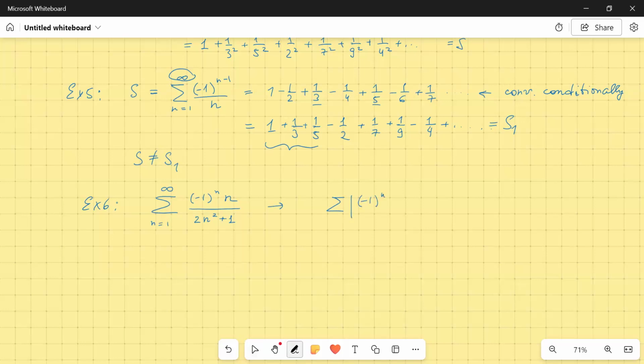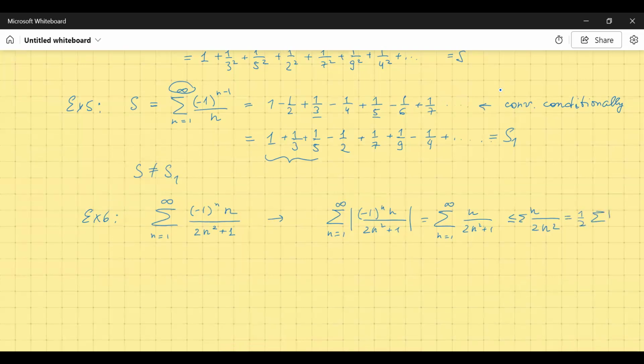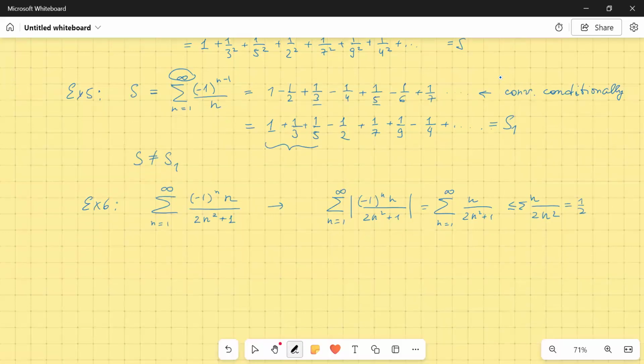When I take absolute values of this series, I'm going to just drop the -1 factor, right? So I have n over 2n squared plus 1. And I'm going to compare it to the series n over 2n squared. Because this plus 1 is making the denominator bigger, the number is becoming smaller. And this one is what? 1 over 2 and 1 over n. Oh, sorry, 1 over n.